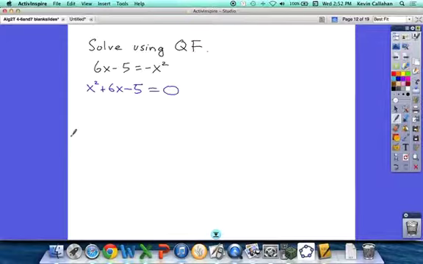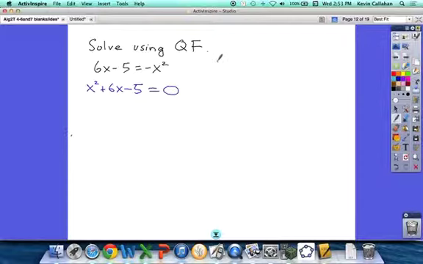Right, now, if you weren't told to solve this with the quadratic formula, then you might say, well, maybe I can factor it. Maybe it's solvable by factoring. Can you think of factors of -5 that add up to +6? No, it's not factorable, in fact. So you're going to have to use the quadratic formula.